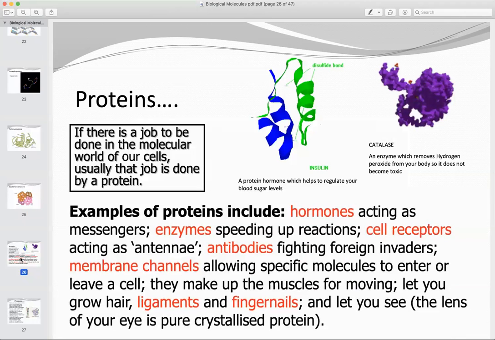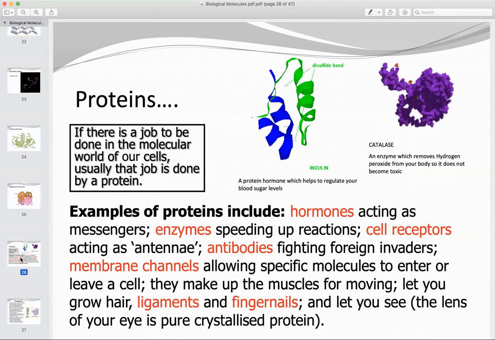And so proteins, they all have very important jobs, okay? If there is a job to be done in the molecular world of our cells, usually that job is done by a protein, right? All of our function and being are determined or regulated by the presence of proteins, right? There are different types of proteins. Let's look at some examples of proteins and what their jobs are. Jot some of these down.